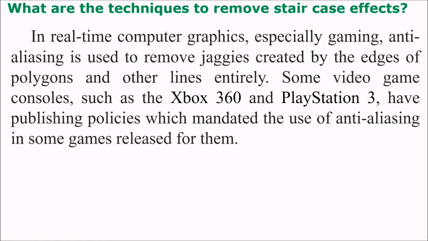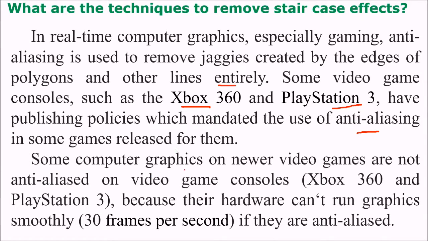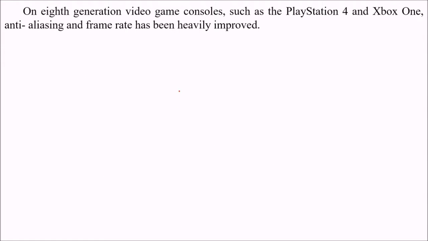So in real-time computer graphics, especially gaming, anti-aliasing is used to remove jagging created by the edges of polygons and other lines entirely. Some video game consoles such as Xbox 360 and PlayStation 3 have publishing policies which have mandated the use of anti-aliasing in some games released for them. Some computer graphics on newer video games are not anti-aliased on video game consoles, that is Xbox or PlayStation, because their hardware can't run graphics smoothly, that is 30 frames per second, if they are anti-aliased.